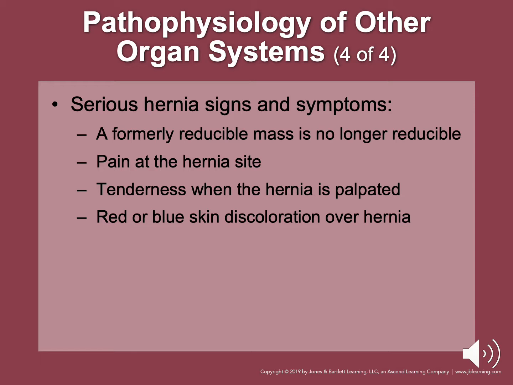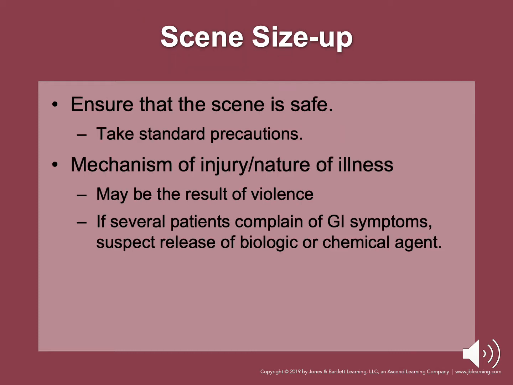Scene safety: mechanisms of injury; the illness could be the result of violence. Make sure you get your number of patients. If several patients complain of GI syndrome, suspect release of a biological or chemical agent. Some of those signs and symptoms may be abdominal pain, nausea, vomiting, diarrhea, and other complaints.